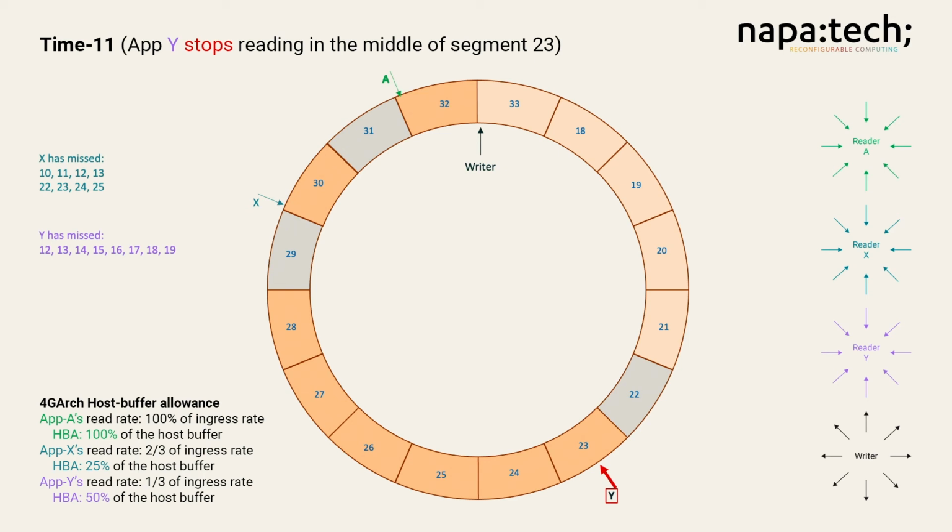Application A still follows along. Application X reads on at its own pace and has reached segment 30. However, application Y has run into an issue, for example, complex processing, a simple application error, or something else that stalls its processing, somewhere in segment 23 and is stuck there.